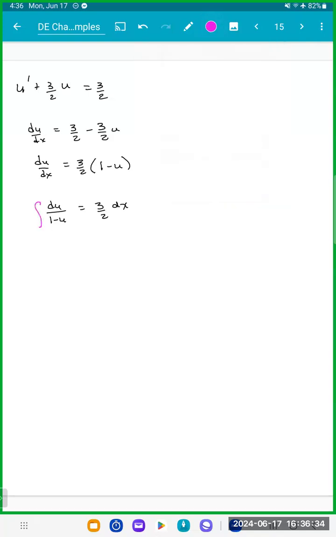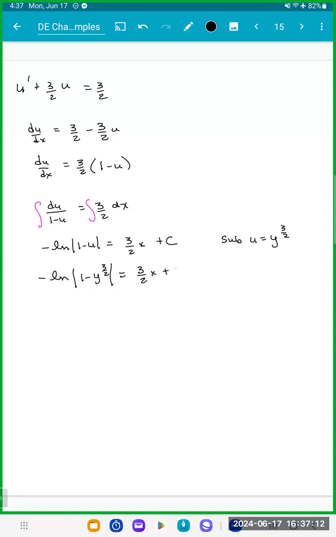We can integrate both sides. Okay. When we integrate both sides, we end up with negative ln of (1 minus u) is equal to 3/2 x plus c. Subbing in where u is equal to y to the 3/2, so that would be minus ln of (1 minus y to the 3/2) equals 3/2 x plus c.